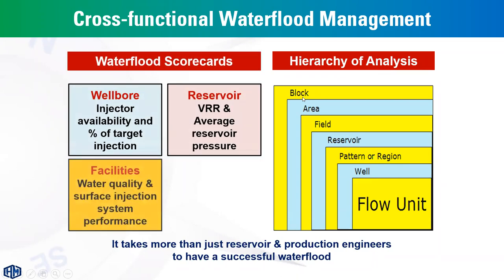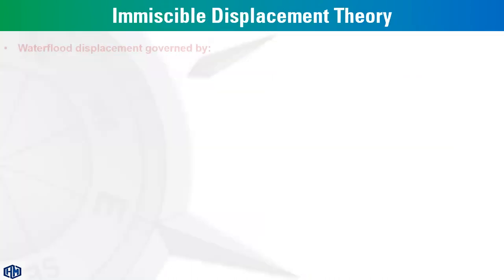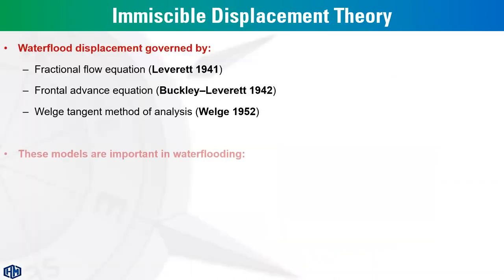For the water flood scorecards, we have several components to consider and integrate together: data from well pools, injectors and injection data; reservoir parameters, typically voidage replacement and average reservoir pressure measurements and monitoring with time; and surface facilities to ensure water quality and surface injection system performance. Typically this includes the water injection rate, water injection pressure, and monitoring of water quality and water chemistry with time. For reservoir data, the measurement of average reservoir pressure is very important.